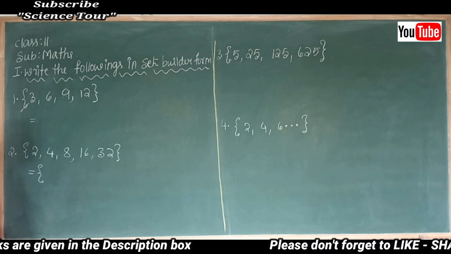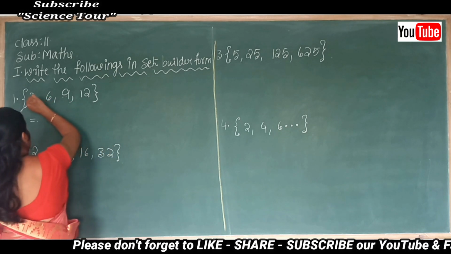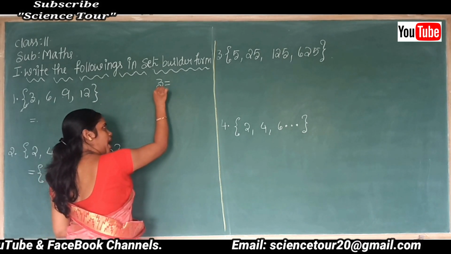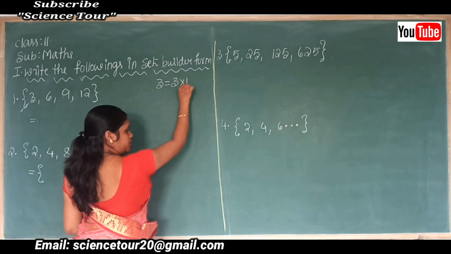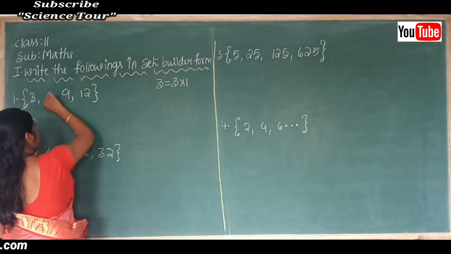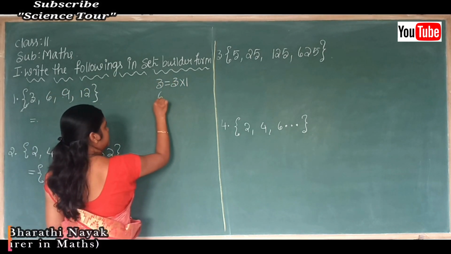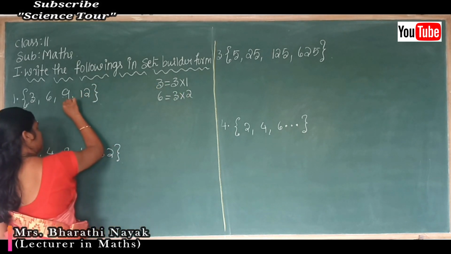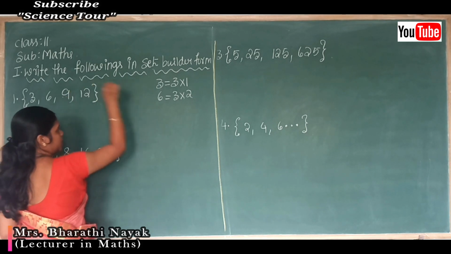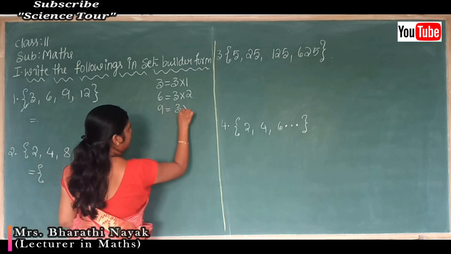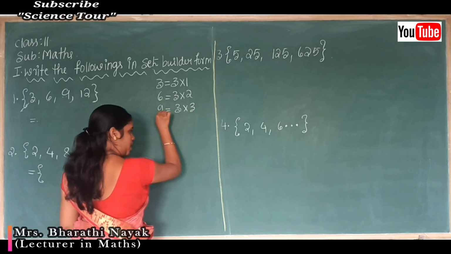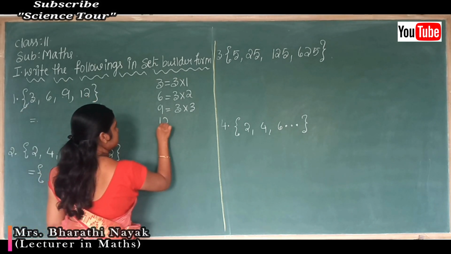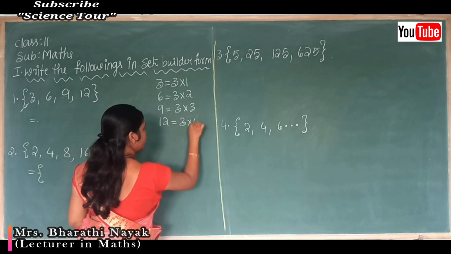See here, the first number is 3. Can I write this 3 as 3 into 1? Yes. Next, the second number is 6. Can I write this 6 as 3 into 2? Next, the third number is 9. Can I write this 9 as 3 into 3? 3 3s are 9, right? Next, the fourth number is 12. Can I write this 12 as 3 into 4?